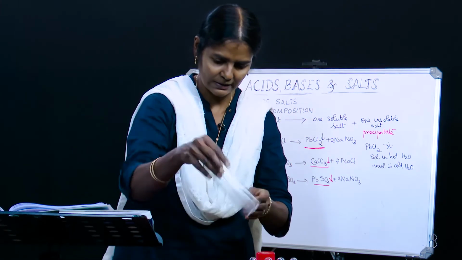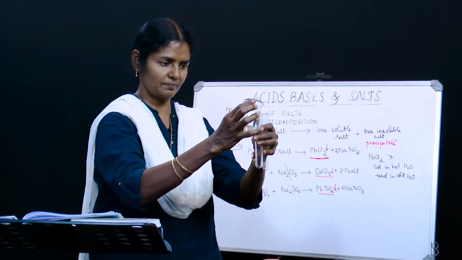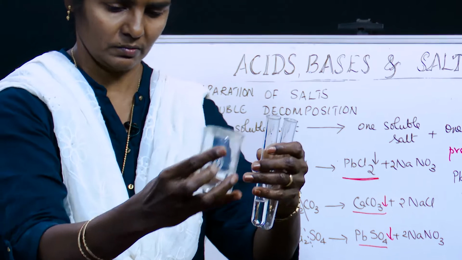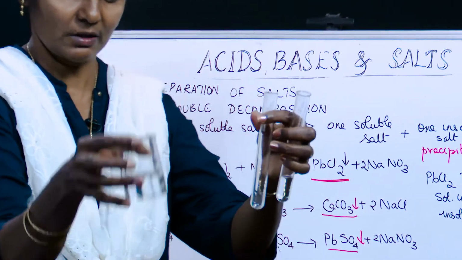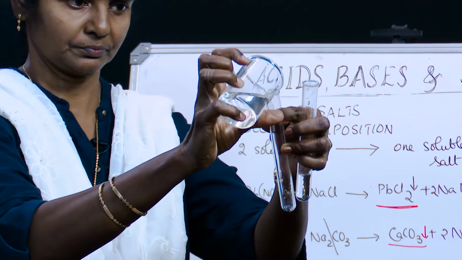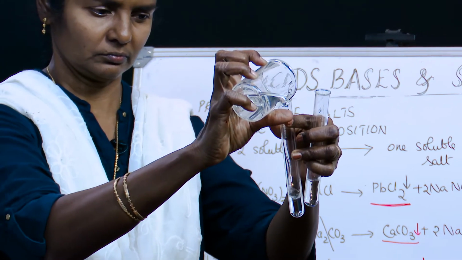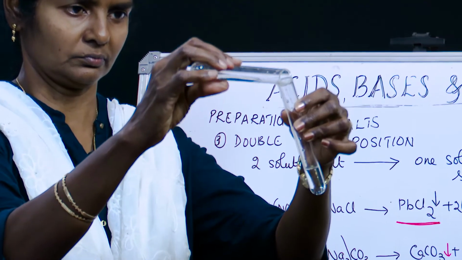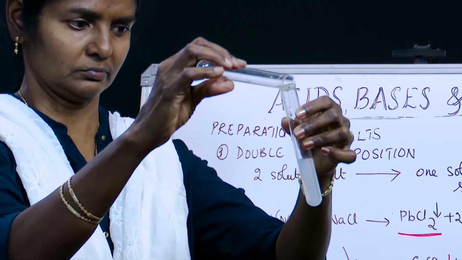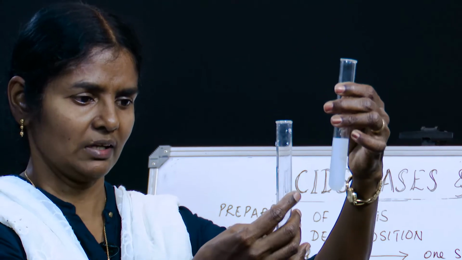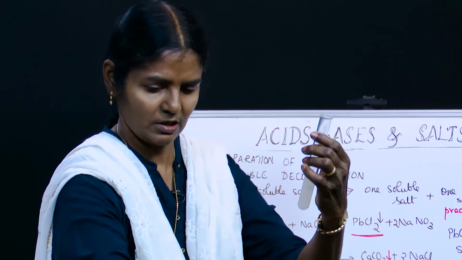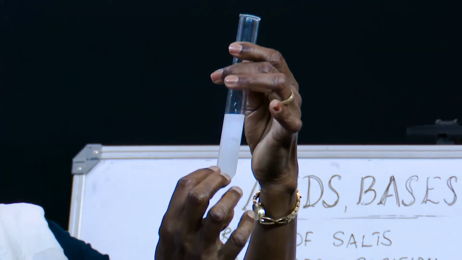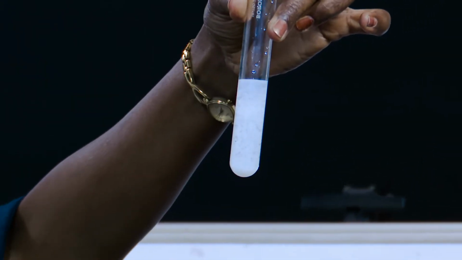So we take lead nitrate solution. See, it is soluble. Okay. Sodium chloride, again a solution which is soluble. Now adding these two together, you get a precipitate of lead chloride, and as this precipitate settles down, the lead chloride will settle down as a precipitate. You can see the precipitate forming.